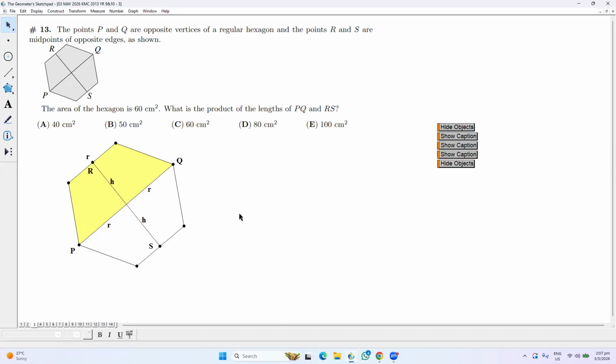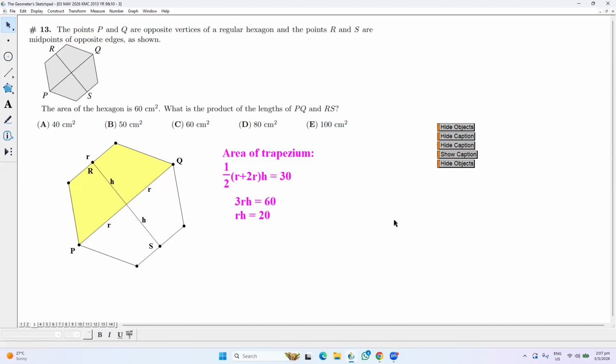Now, the hexagon area is 60, so one trapezium area is 30. We use that first. Area of trapezium is half the sum of parallel sides. One side is R, the other parallel side is 2R, times the distance between parallel sides, h. So we do the calculation: 3Rh equals 60, so Rh is 20.